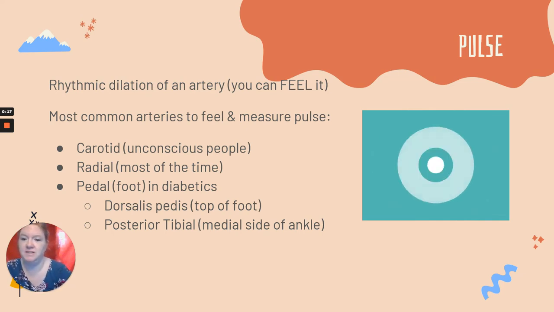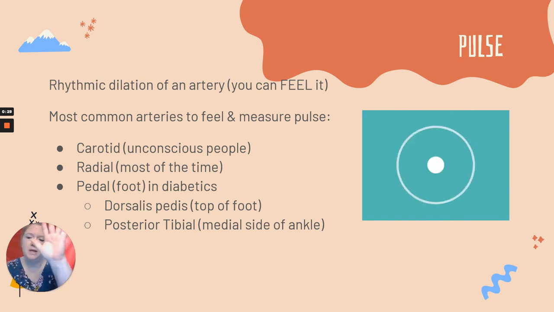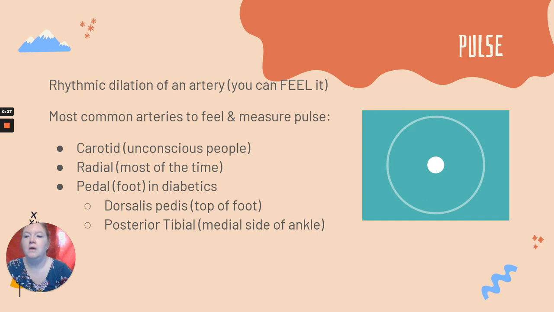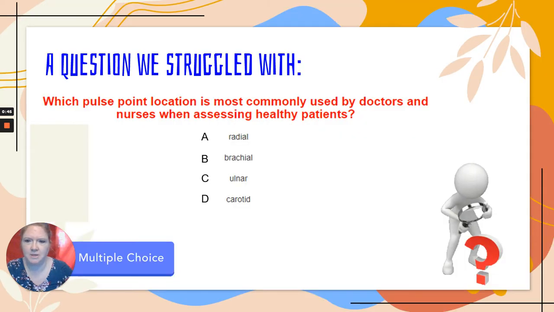The most common arteries to feel and measure your pulse: carotid in your neck. That's typically only used for unconscious people. It's a little aggressive to be grabbing at someone's neck. So where is it going to be measured most of the time? Here's your forearm. Look at your hand, thumb side. Go down here, radial pulse. In diabetics and sometimes with other people, doctors are going to check a pulse in the foot just to make sure circulation is getting to the extremities.